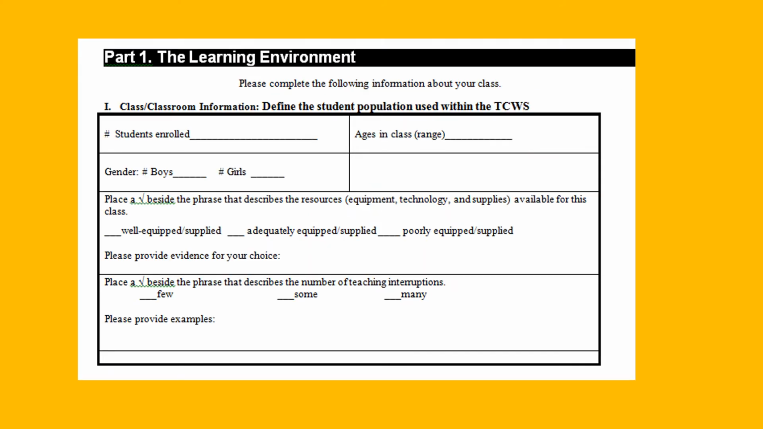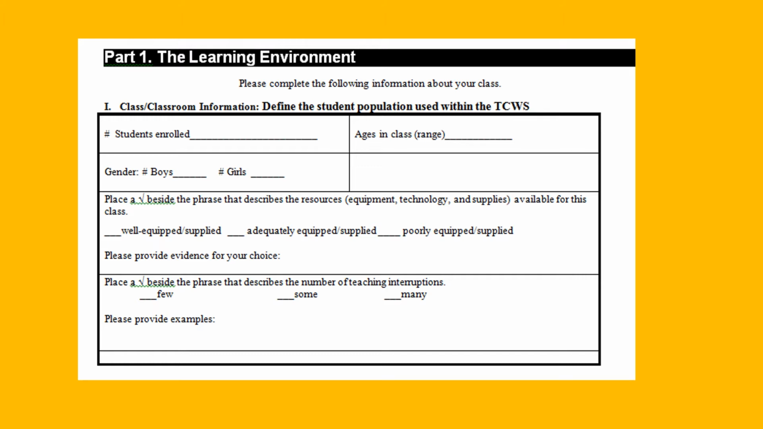Part 1, the learning environment. The learning environment, you're going to tell us the number of students enrolled in the specific course or period that you are using for the teacher candidate work sample. You're going to tell us the age of the class of students, how many boys, how many girls, and then you're going to put in a check next to whether you perceive the class to be well equipped, adequately equipped, or poorly equipped with supplies.